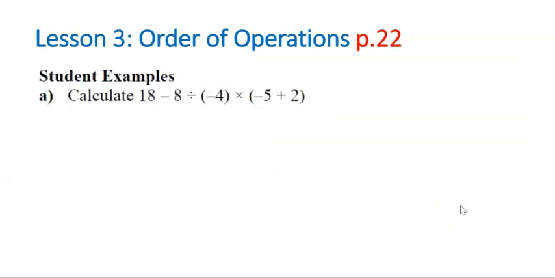Let's take a look at this first example on page 22. What we have is 18 minus 8 divided by negative 4 times negative 5 plus 2. I want you to note that you have what looks like two sets of brackets here, but actually the negative 4 is surrounded in brackets only to show that it's negative 4, to make that clear. There's not actually any operation to do inside those brackets.